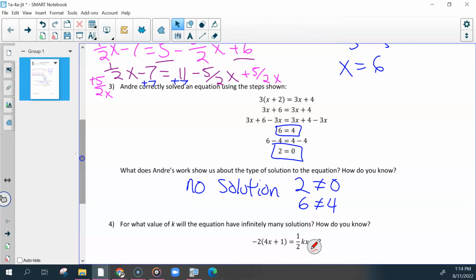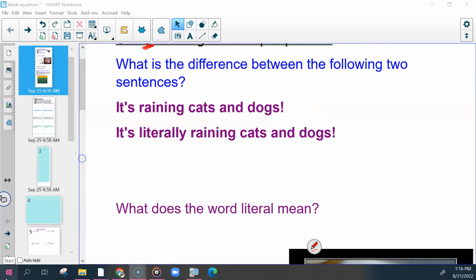So we went through all of this page. If I asked you what is the difference between the following 2 sentences, yep. It's raining cats and dogs, and it's literally raining cats and dogs. Franco. One is metaphorically, one's literally. Okay. The metaphorical is like an exaggeration. The literal would be there are actual cats and dogs falling out of the sky.